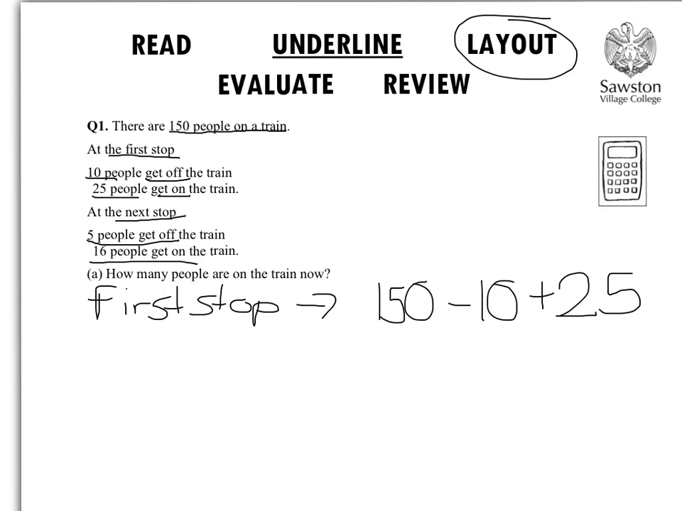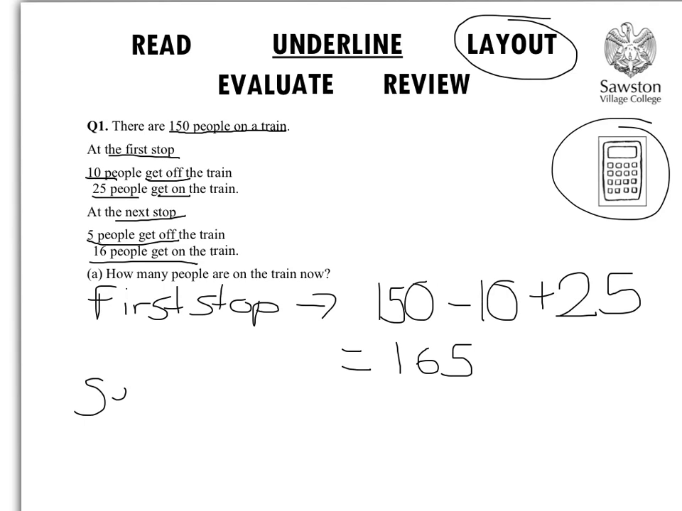So you take 10 and add 25. You can work out the calculation on your calculator, or there's a calculator question, or probably you may be able to do that in your head, in which case 150 minus 10 is 140, add 25 is 165. By doing it this way, showing your layout clearly, you've definitely picked up a mark at that point for working out how many people were on the train at the end of the first stop.